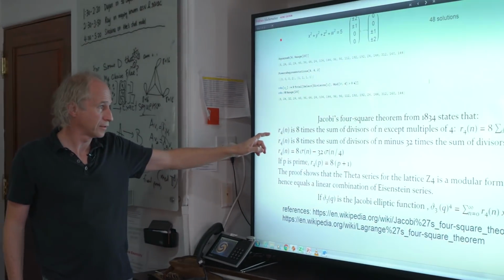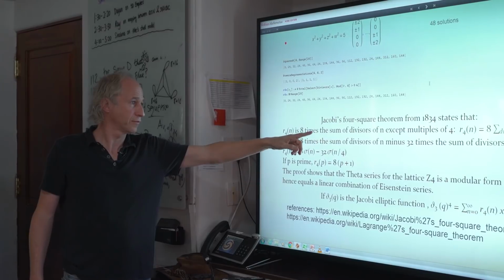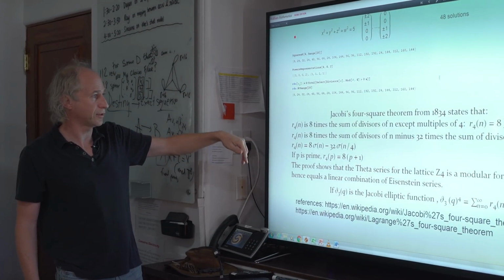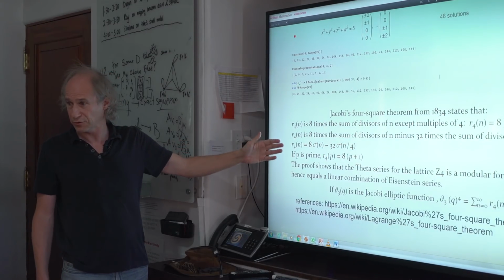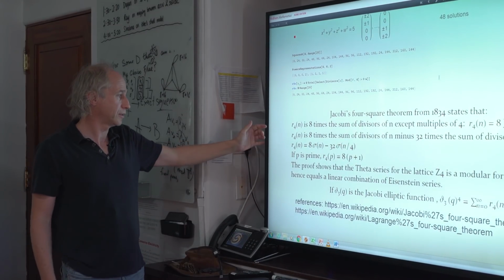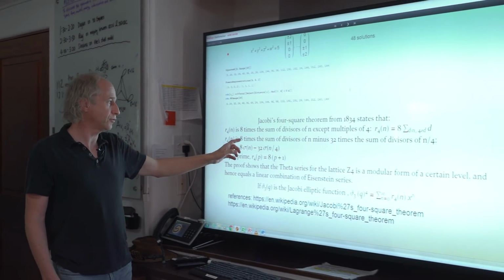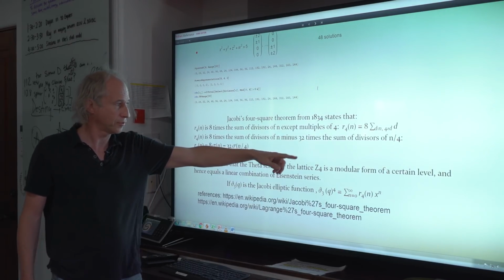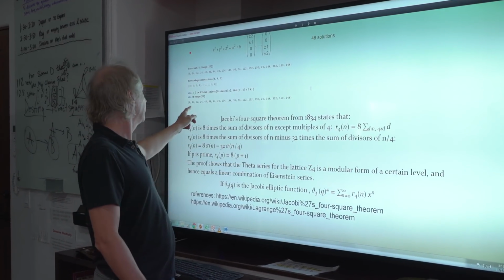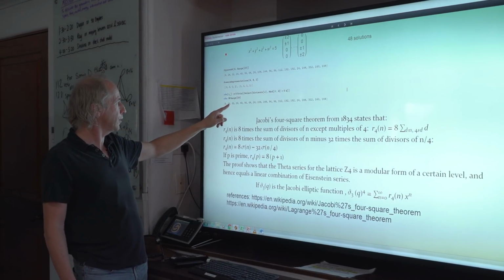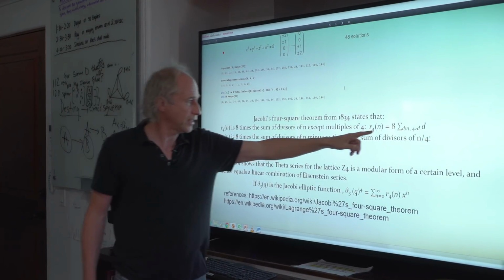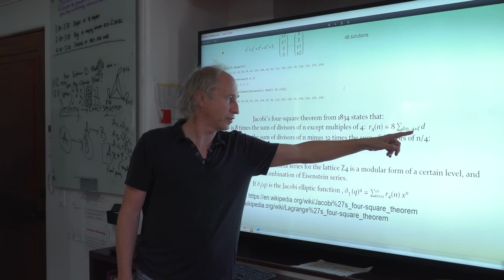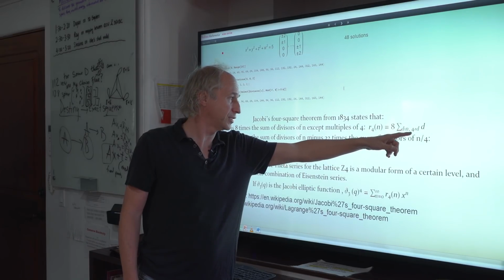Then we have another formula from Jacobi for R4, which is quite simple again. We remember that the formula for 3 was very complicated. But for 4, it's also the sum of divisors except the multiples of 4. So you can write this R4 of n, for example, 24 for n equals 2, is 8 times the sum of divisors of n which are not multiples of 4.